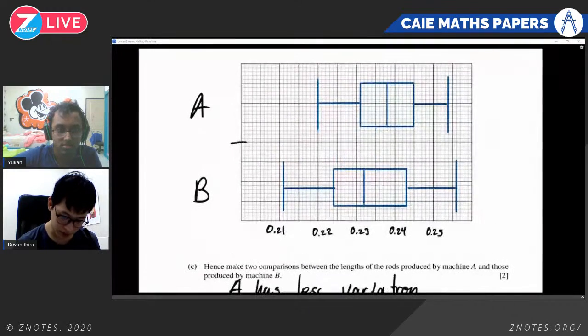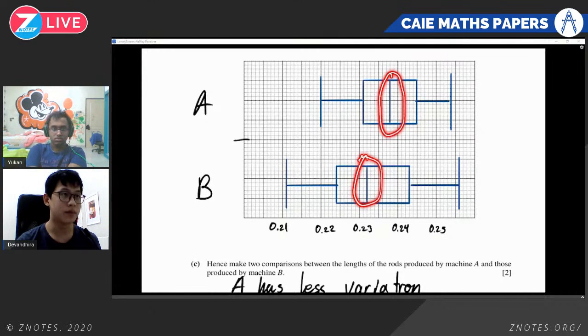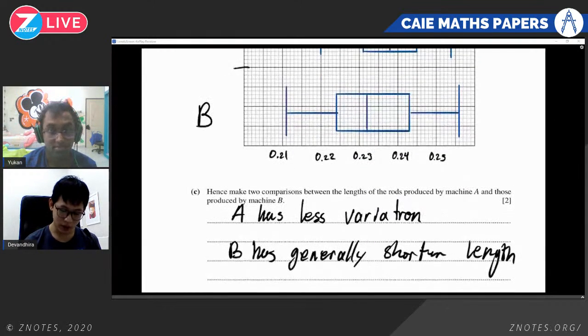Hence, make two comparisons between the length of the rods produced by machine A and those produced by machine B. As you can see, the median of A is higher than the median of B. That means they're generally longer. So we can write that as an answer. Or you can say the other way around, that B has a shorter length.